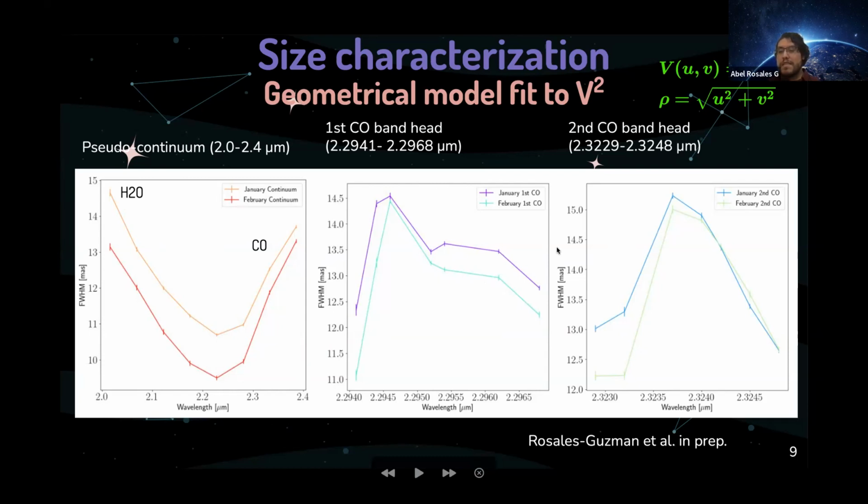These two plots correspond to the first and second CO transitions. We do not see changes here between epochs, as the CO is less affected by the changes in the surface of the star. And from now on, due to the time, I will only show the results corresponding to the first CO bandhead.